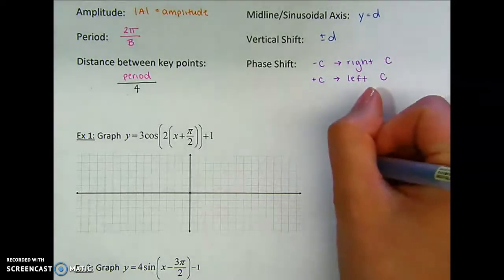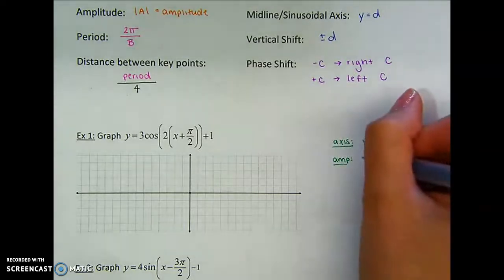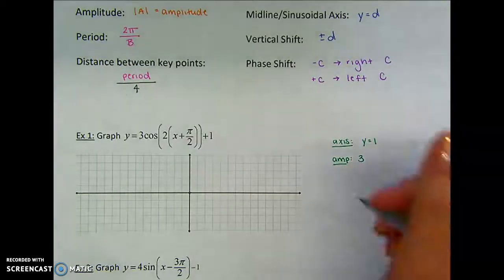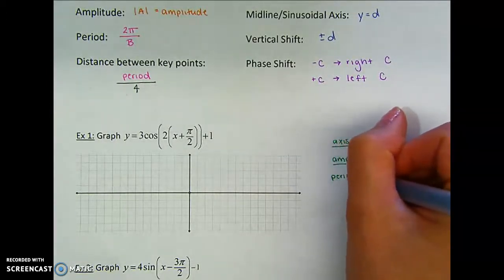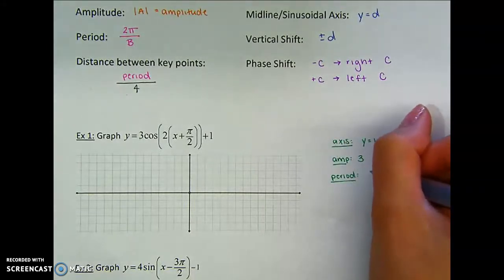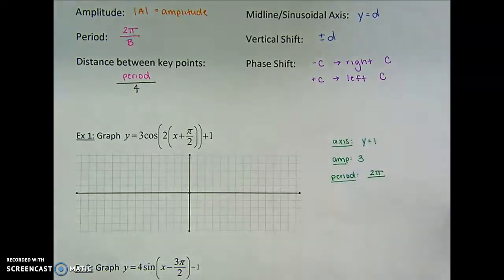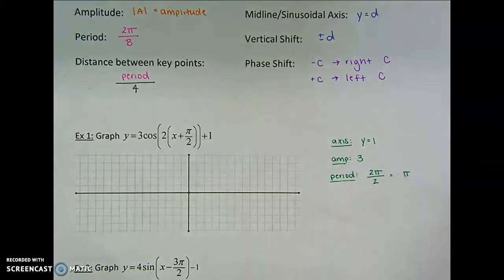Our amplitude is going to be 3. That comes from multiplying. The period, to get our period, right, we're going to take 2 pi, we're going to divide it by B, or multiply by 1 over B. So in this case, B is 2. So the period for this is going to be pi.